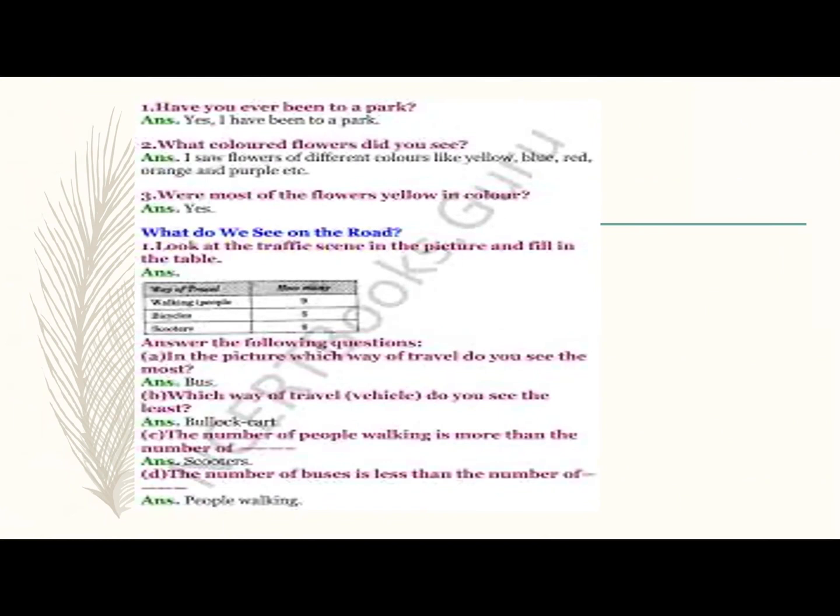Now what do we see on the road? Look at the traffic seen in the picture and fill in the table. Walking people, how many? How many buses? How many scooters? How many cycles? So in the next slide, I'll show you the picture of it.